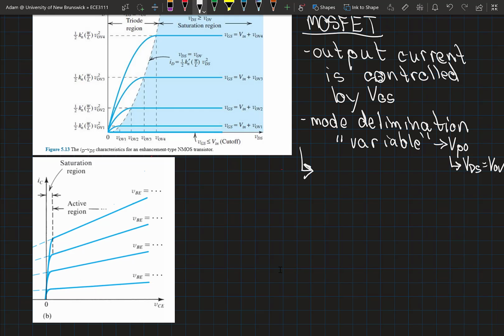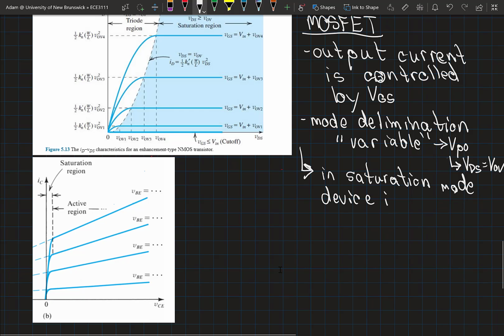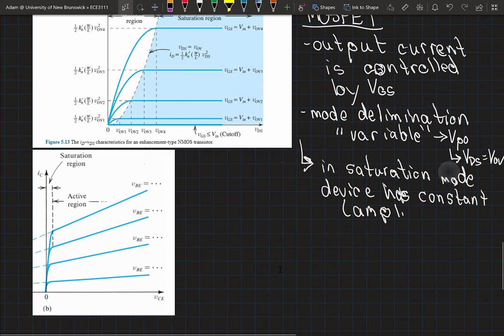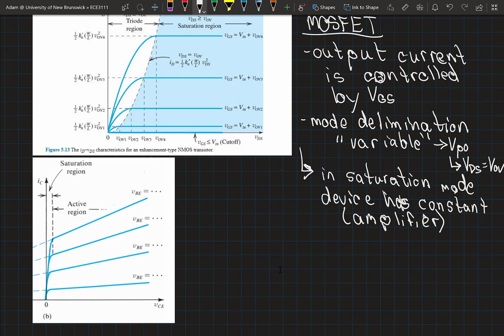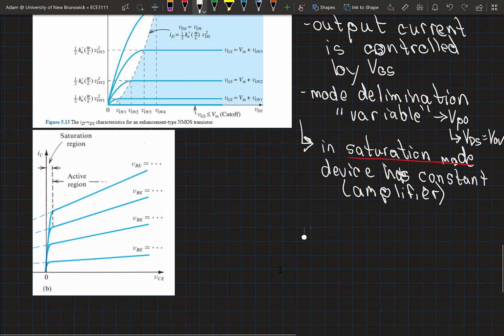And finally, still applied to the MOSFET here, in saturation mode the device has constant current, and this is where it's going to act like an amplifier. Okay, and again, that's a key thing to remember, not to confuse, because in our BJT we call saturation mode that region where it acts like a switch, an on switch.